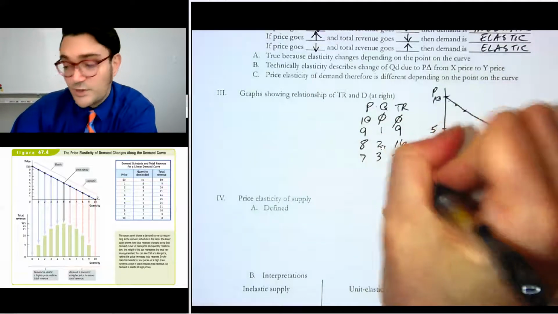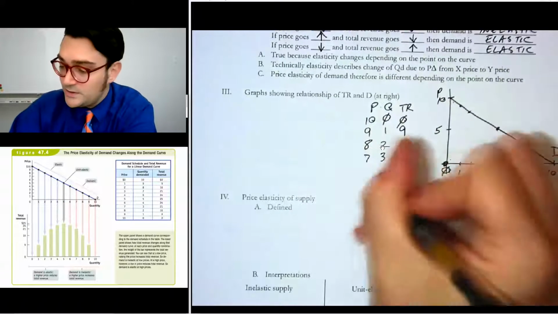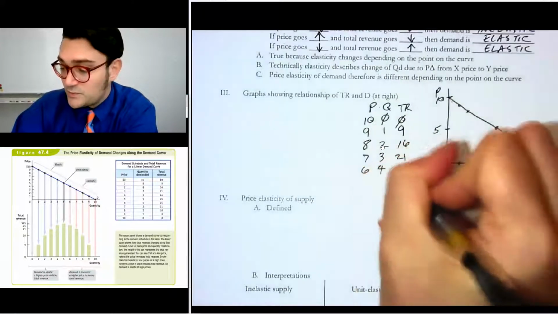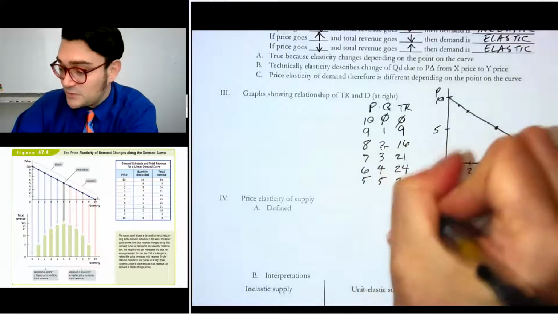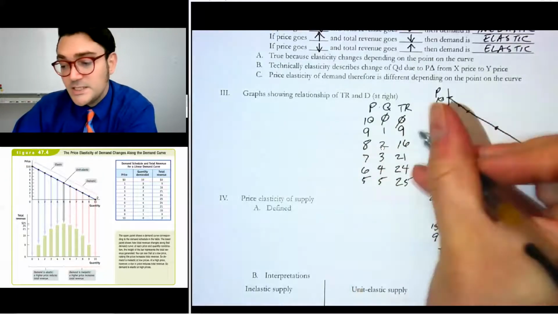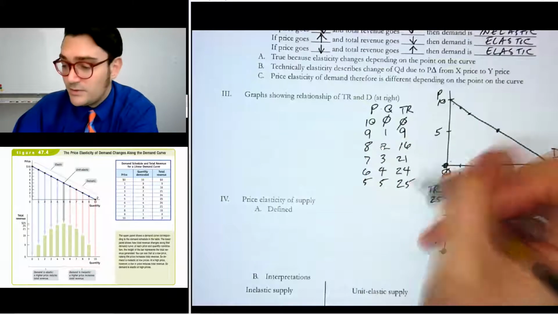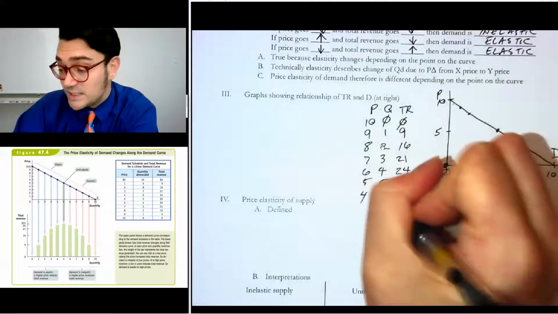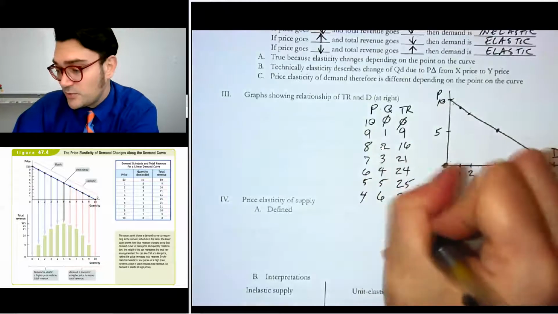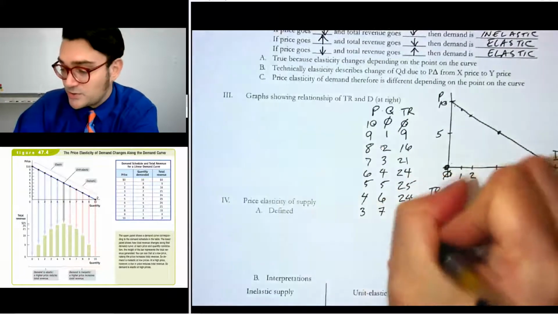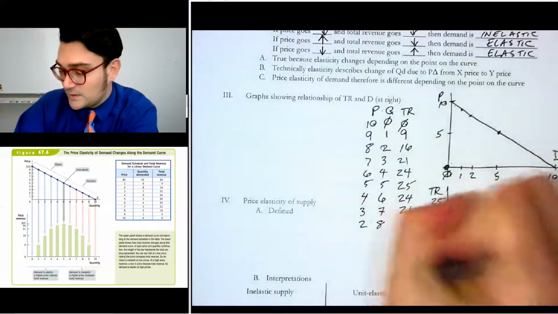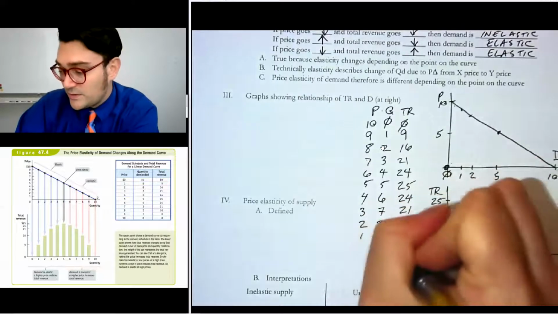7, 3, 21. So the total revenue is 21. 6, 4, 24. 5, 5, 25. And notice that it's getting bigger, but it's slowing down. And then we lower the price again. We sell an additional unit, but our total revenue falls. We lower the price again. We sell an additional unit. Total revenue falls more. And it falls even more, down to 9.